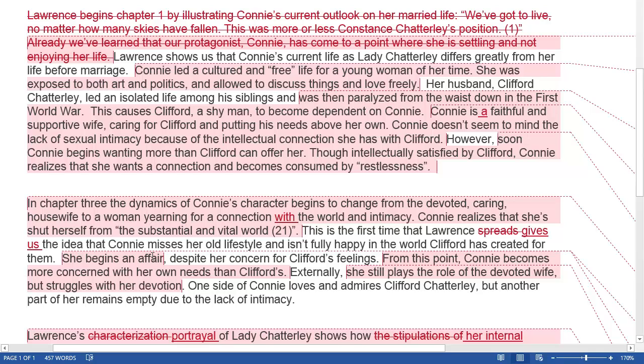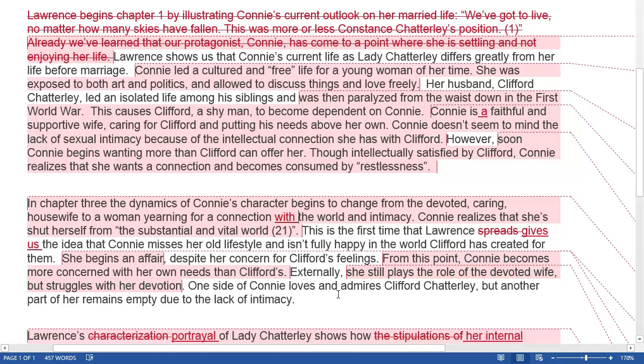She begins an affair. That's so different, such a change from that character that we first met in the beginning of the novel, right? We would never think that she would have an affair, but here she is. So despite her concerns for Clifford's feelings, from this point, Connie becomes more concerned with her own needs than Clifford's. Again, that's a change in her character. Before, she always put Clifford's needs ahead of her own. Externally, she still plays the role of the devoted wife, but struggles with her devotion. Okay, that's her internal conflict again. That's the catalyst for this change in this dynamic character.